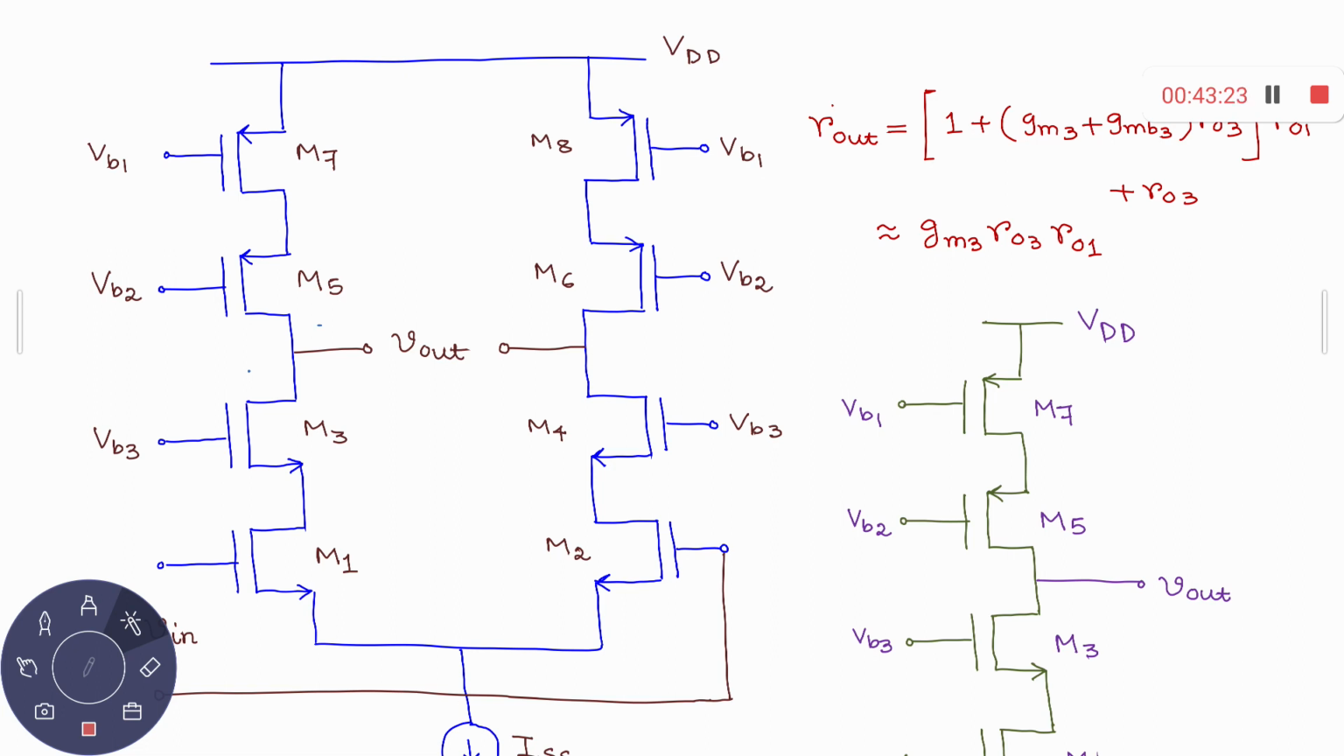Similarly, if you consider here, you have this particular thing. This is a current source, this is the source, this is the drain, and then here you have this kind of connection. So it's a cascode connection. This M5 M7 is a cascode connection. Similarly, M6 M8 is a cascode connection.